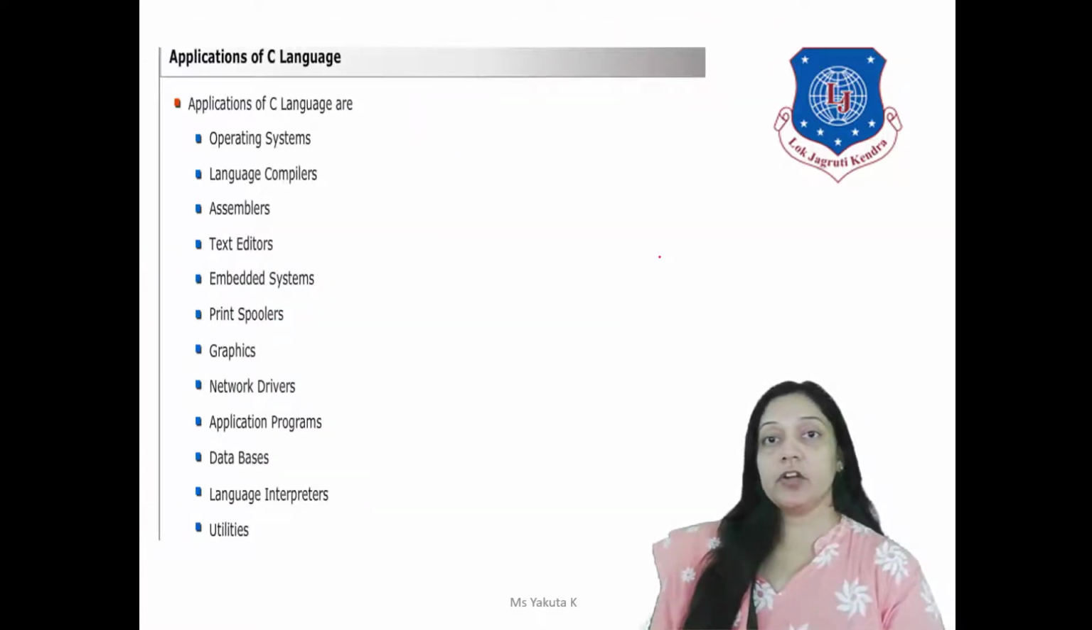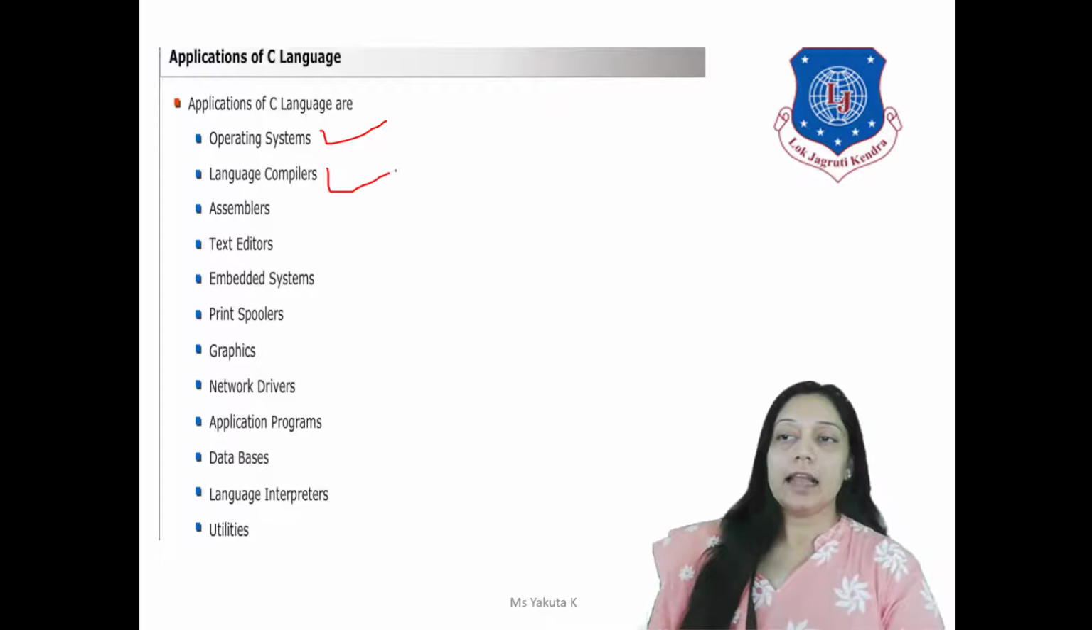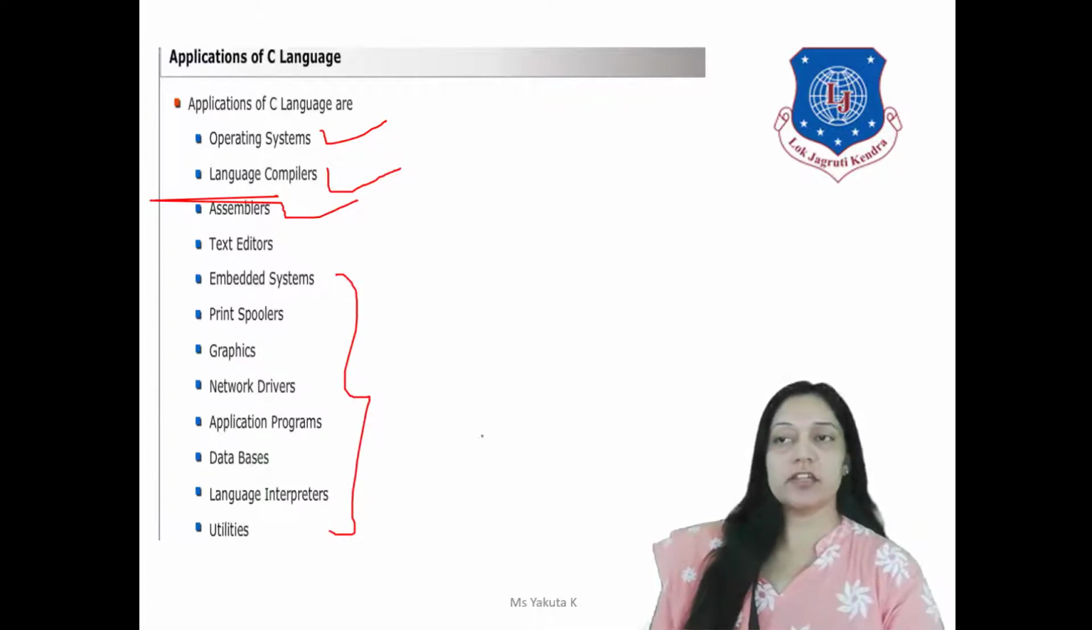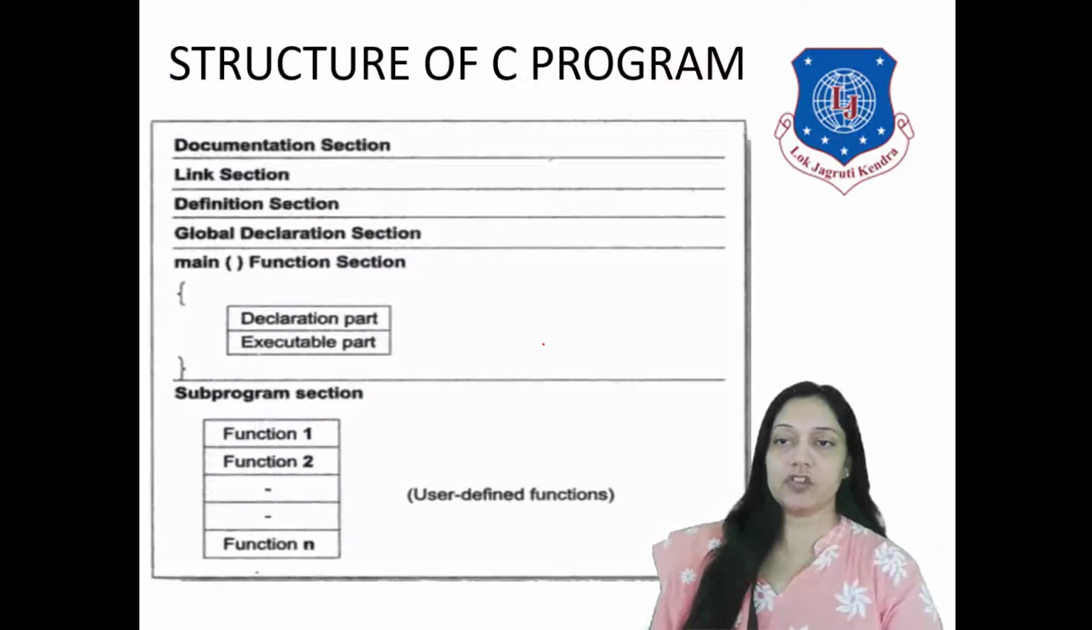After learning C, where are you going to apply it, or where is C recently applied? C is used for developing different operating systems like Linux and Windows. It is used for making language compilers, assemblers, text editors, embedded systems, network drivers, and so on. There are many different system programs which are written in the C programming language.